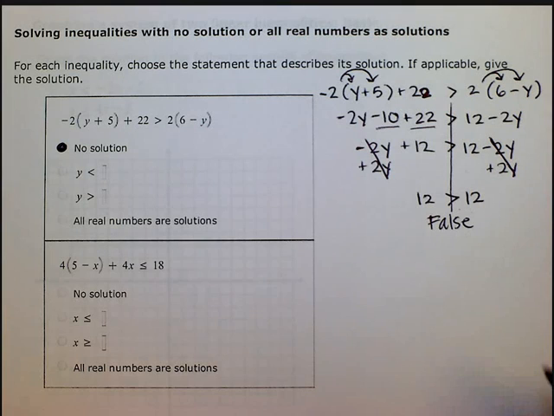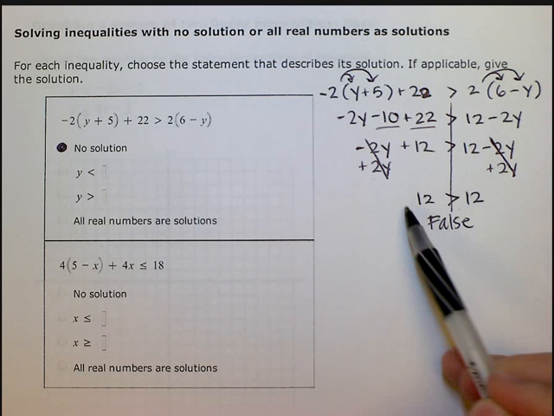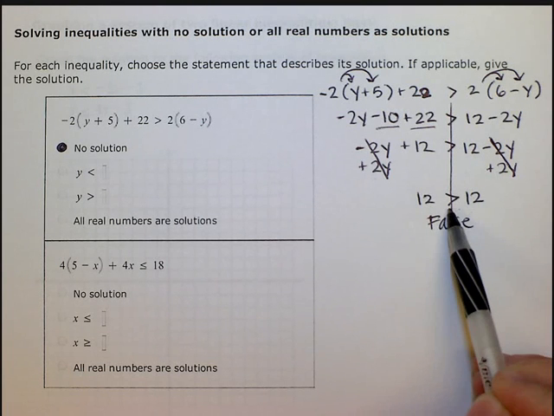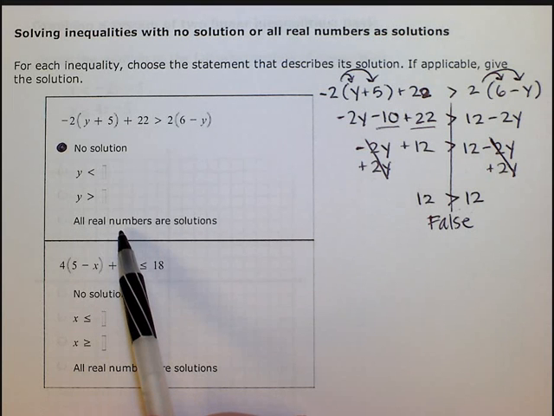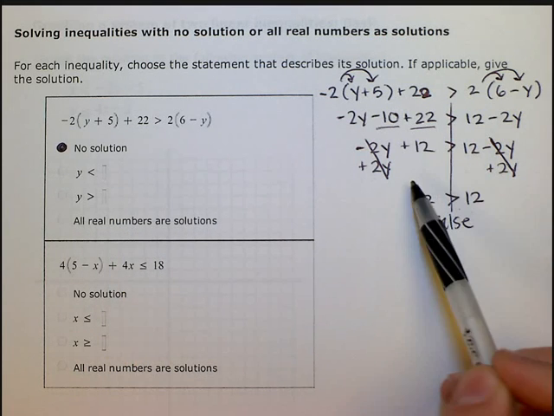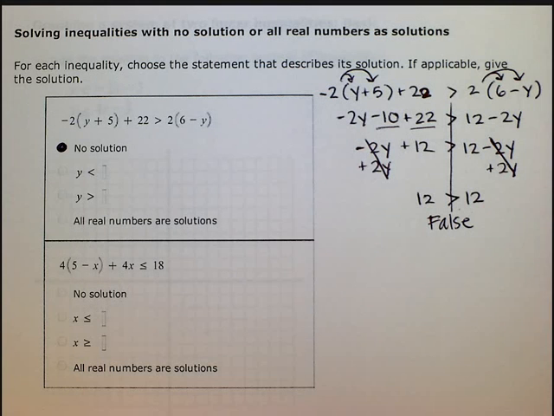However, if my variable had disappeared and this was true, like it had an equals to here, it would be all real numbers. And if my variable hadn't disappeared, I could have gotten a solution. So that's the first one. Let's do the second one.